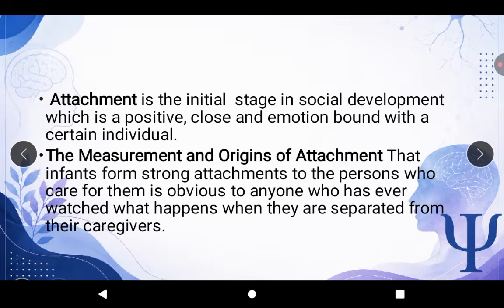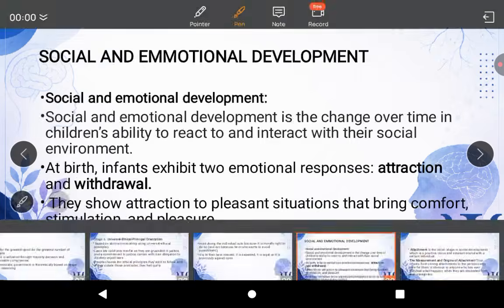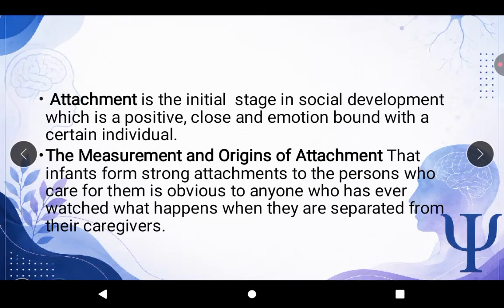Attachment is the initial stage in social development, and that is positive. So we said withdrawal and attachment. They're able to attach to certain conditions or things which are positive and good. Okay, that is attraction. But to emotions which are bad, a child is able to withdraw.